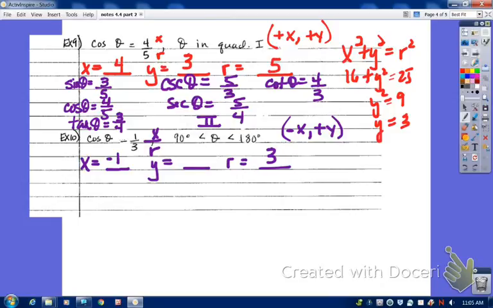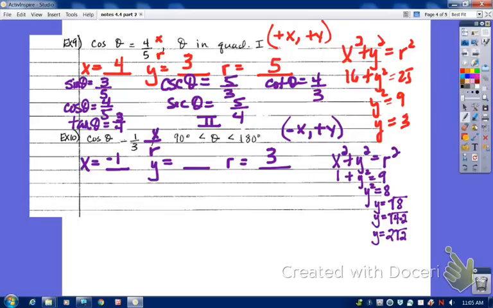So we're going to do x squared plus y squared equals r squared. And that means 1 plus y squared equals 9. That means y squared is equal to what? 8. That means y is equal to the square root of 8. Can we leave an 8 underneath the square root and call it simplified? No, we have to break 8 down into 4 times 2. Take the square root of the 4. So our y would simplify out to be 2 square root of 2.